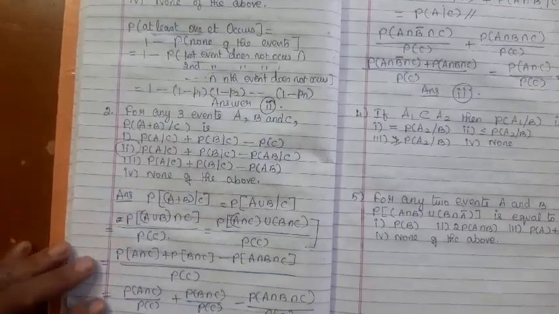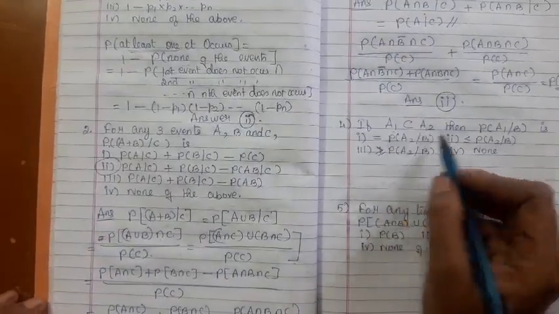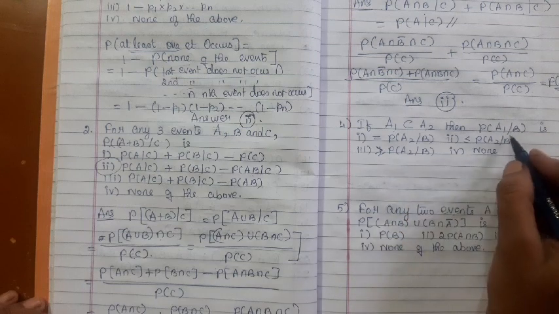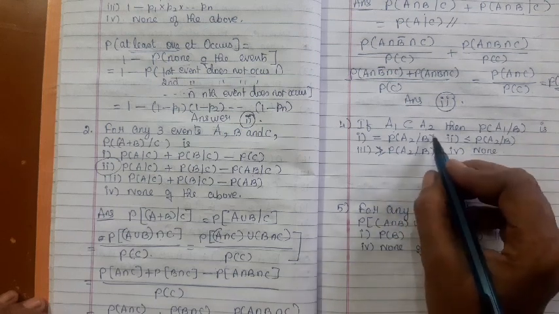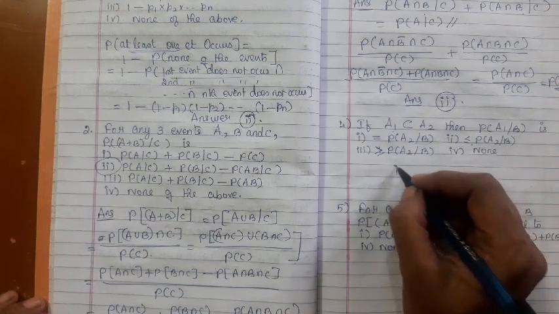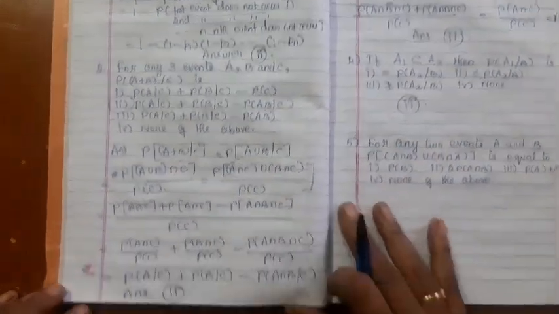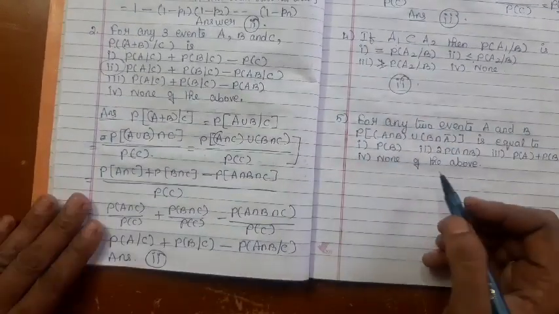Let's go to the next question. If A1 is a subset of A2, then probability of A1 given B will be less than or equal to probability of A2 given B. The second option is the answer. Let us go to the next question.